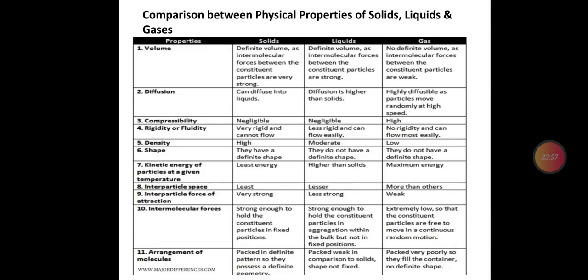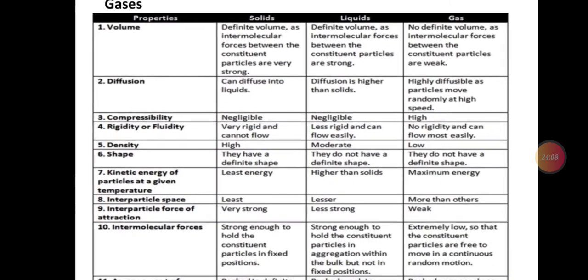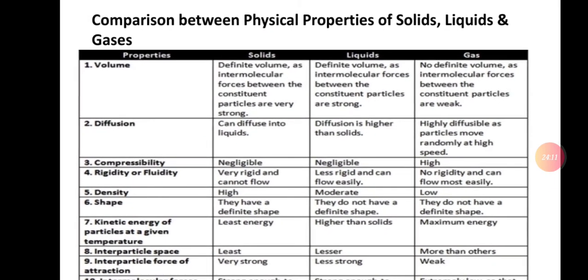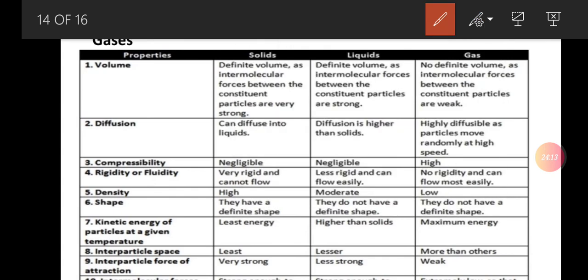All right, last topic of this lesson, the comparison between the physical states of matter. It's also the summary of the whole chapter we just discussed. Let's quickly go through it. First, the volume. Let's compare in solids. Definite volume, as intermolecular forces between them are strong enough. Liquids also have definite volumes, but they may occupy the volume of the container. Similarly, gases do not have a definite volume, as intermolecular forces between them are very weak.